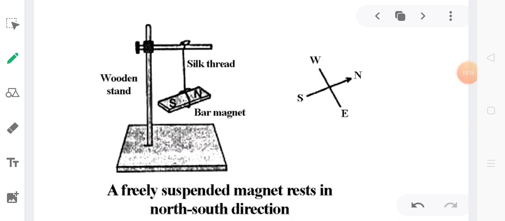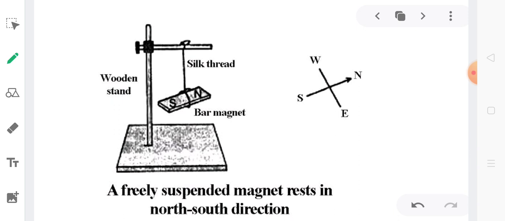The next important property regarding magnets is that a freely suspended magnet rests in the north-south direction. Now, as you can see in the experimental setup, with the help of a wooden stand and a silk thread, a simple bar magnet has been freely suspended. It is observed that a bar magnet, when freely suspended from a rigid support, comes to rest in equilibrium position in approximately north-south direction. Now, this means the geographical north-south direction.